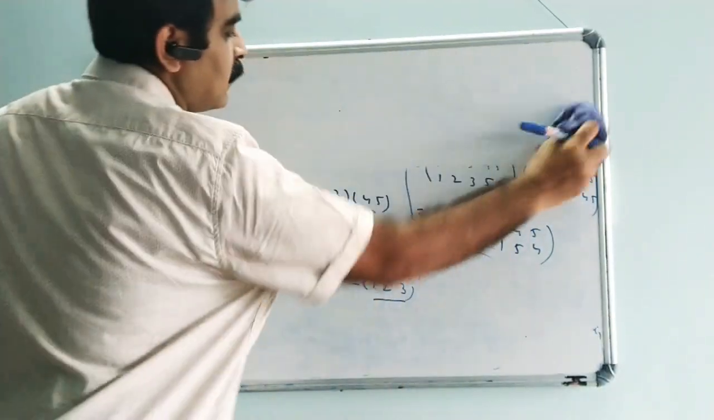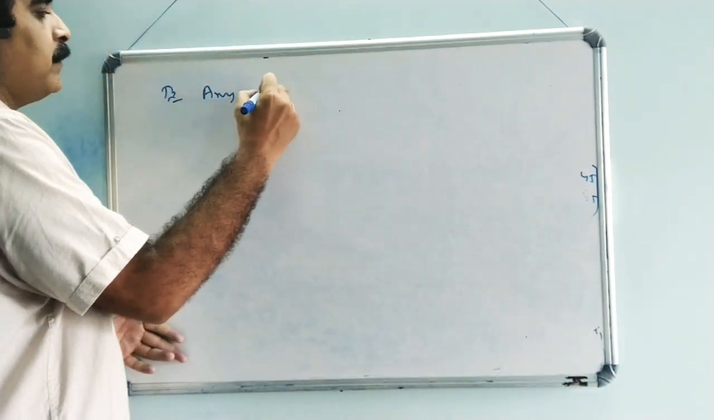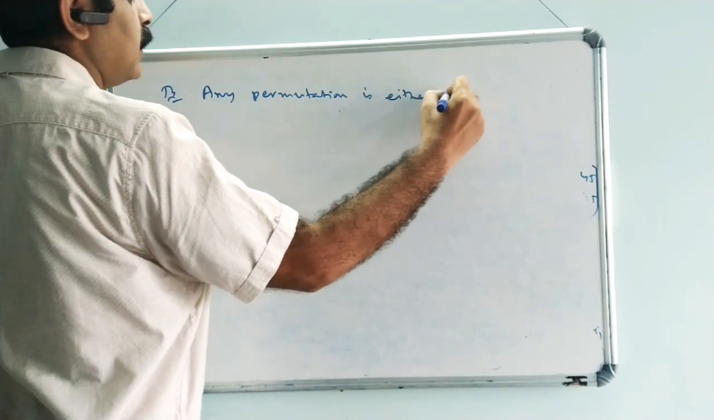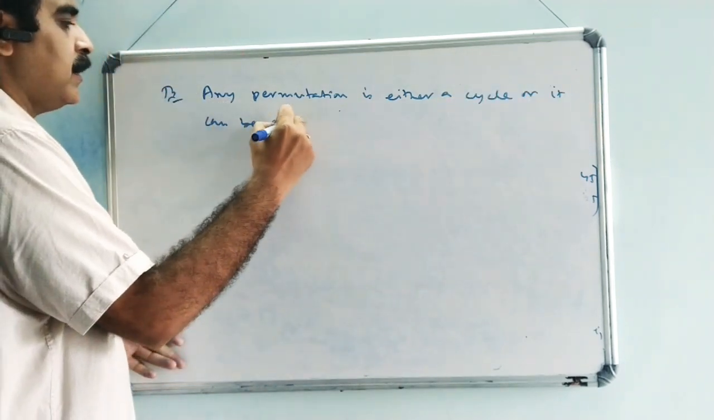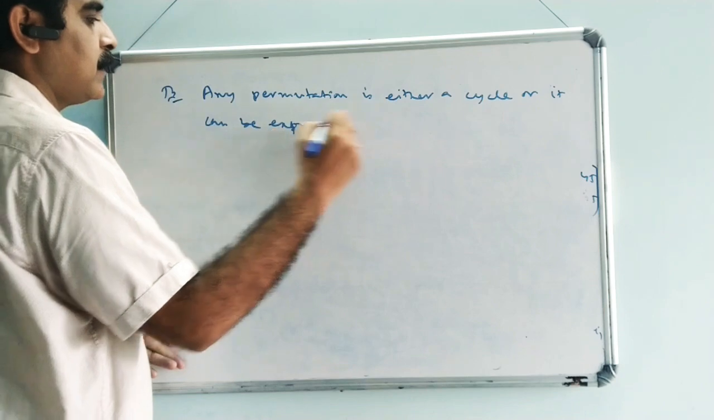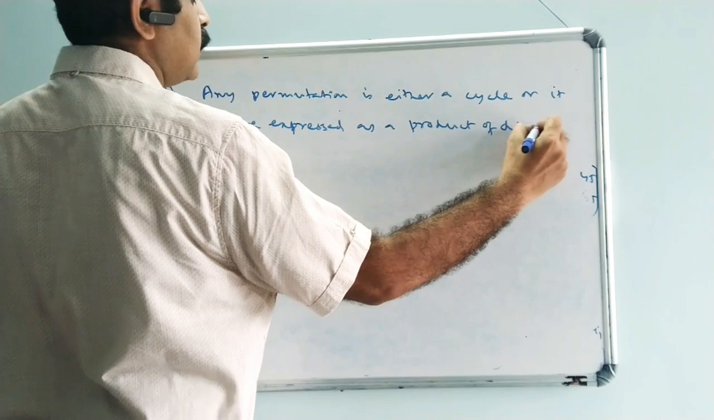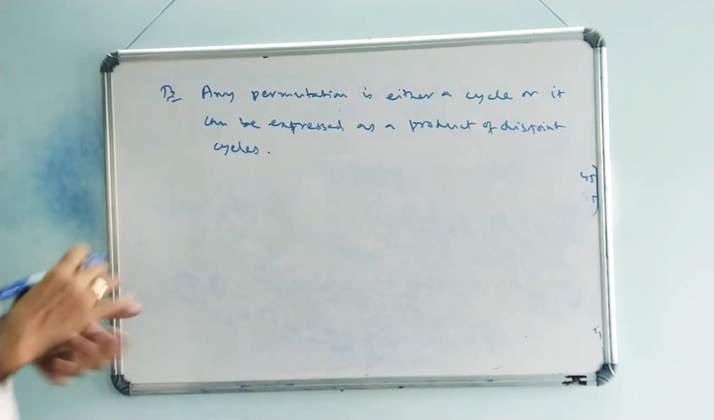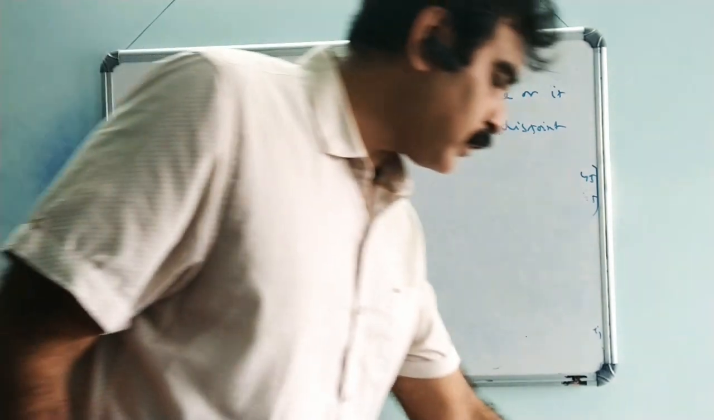Okay, so now I am going to prove the result that any permutation is either a cycle or it can be expressed as a product of disjoint cycles. Now I am coming to the proof of this result.